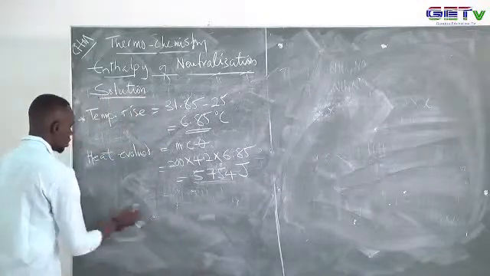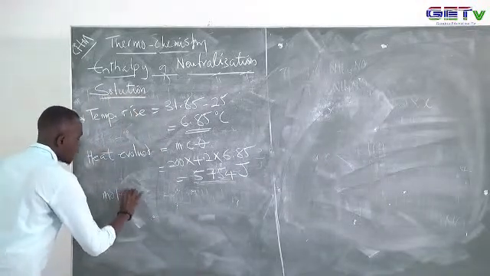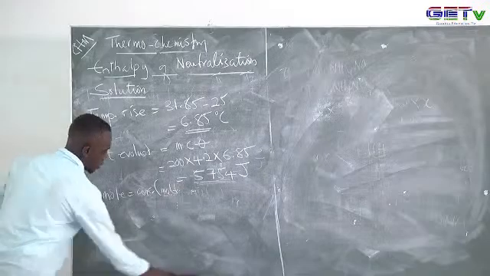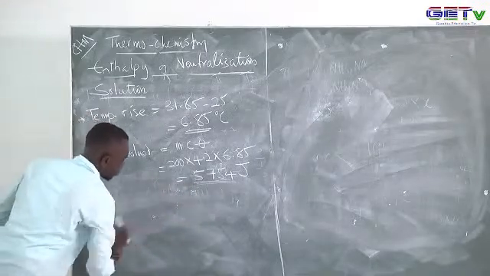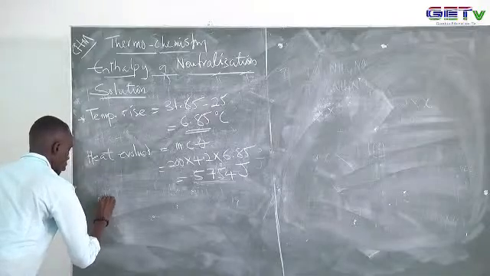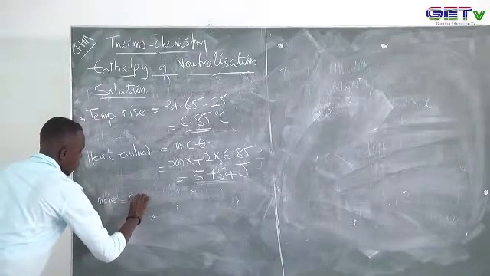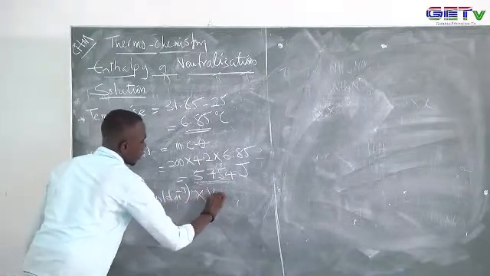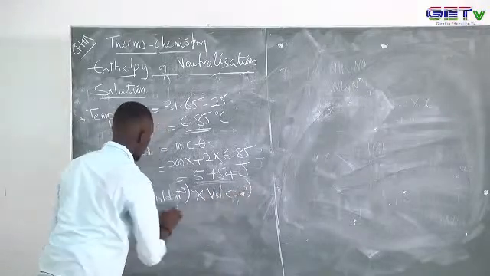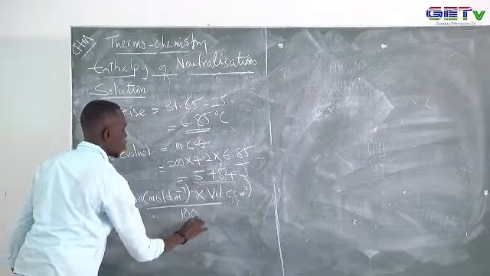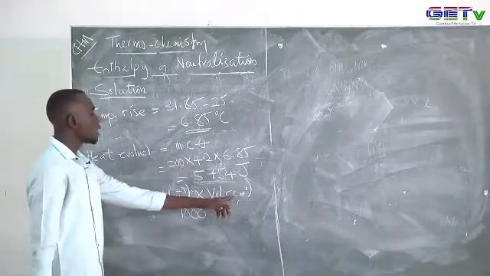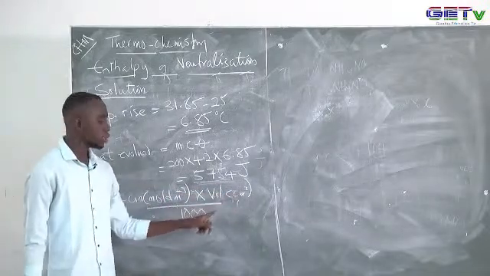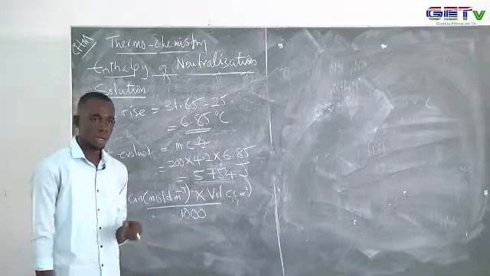Now, we'll use the formula, which is mole is equal to concentration in mole per dm cube times volume in cm cube all over 1000. If the volume given was in dm cube, then we will not have divided by 1000.